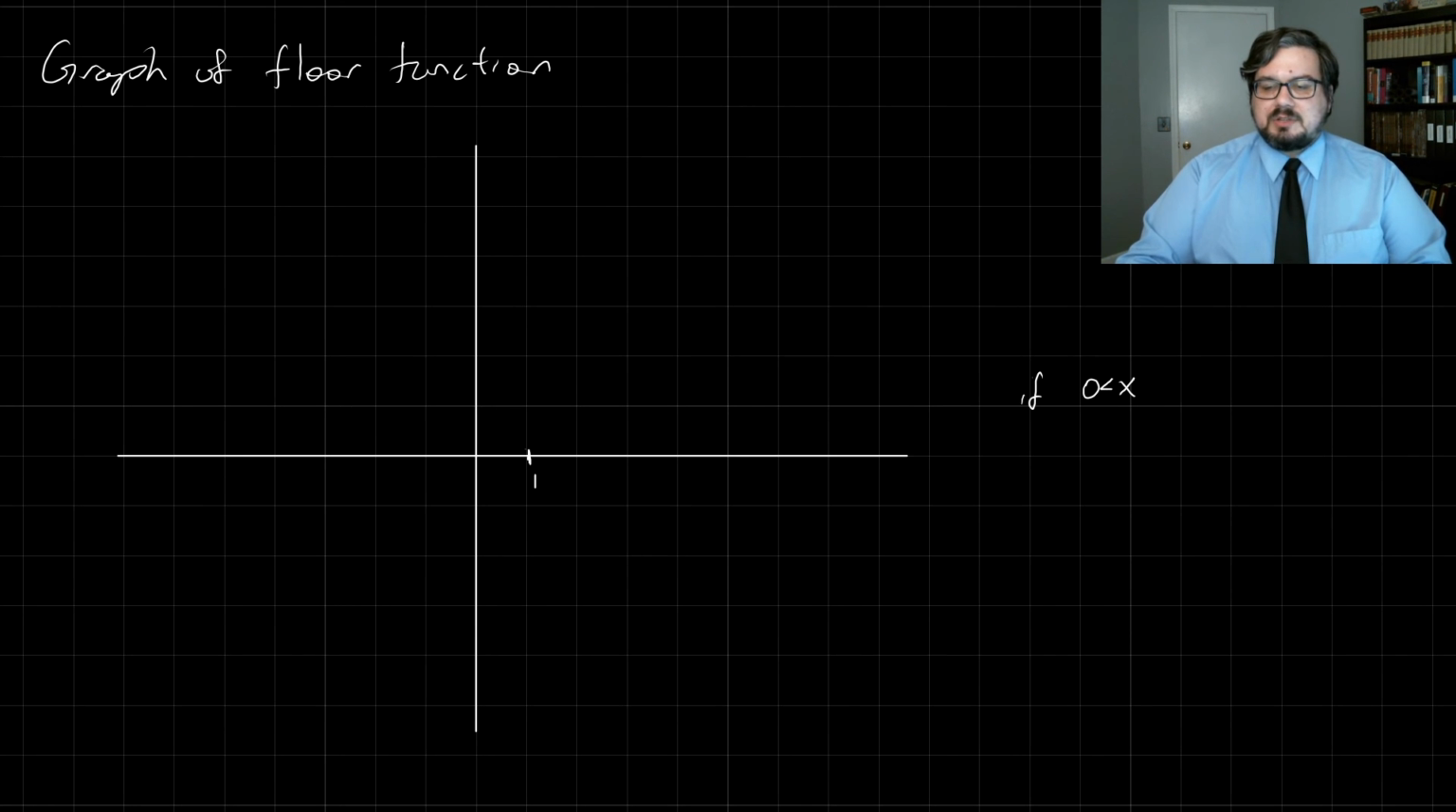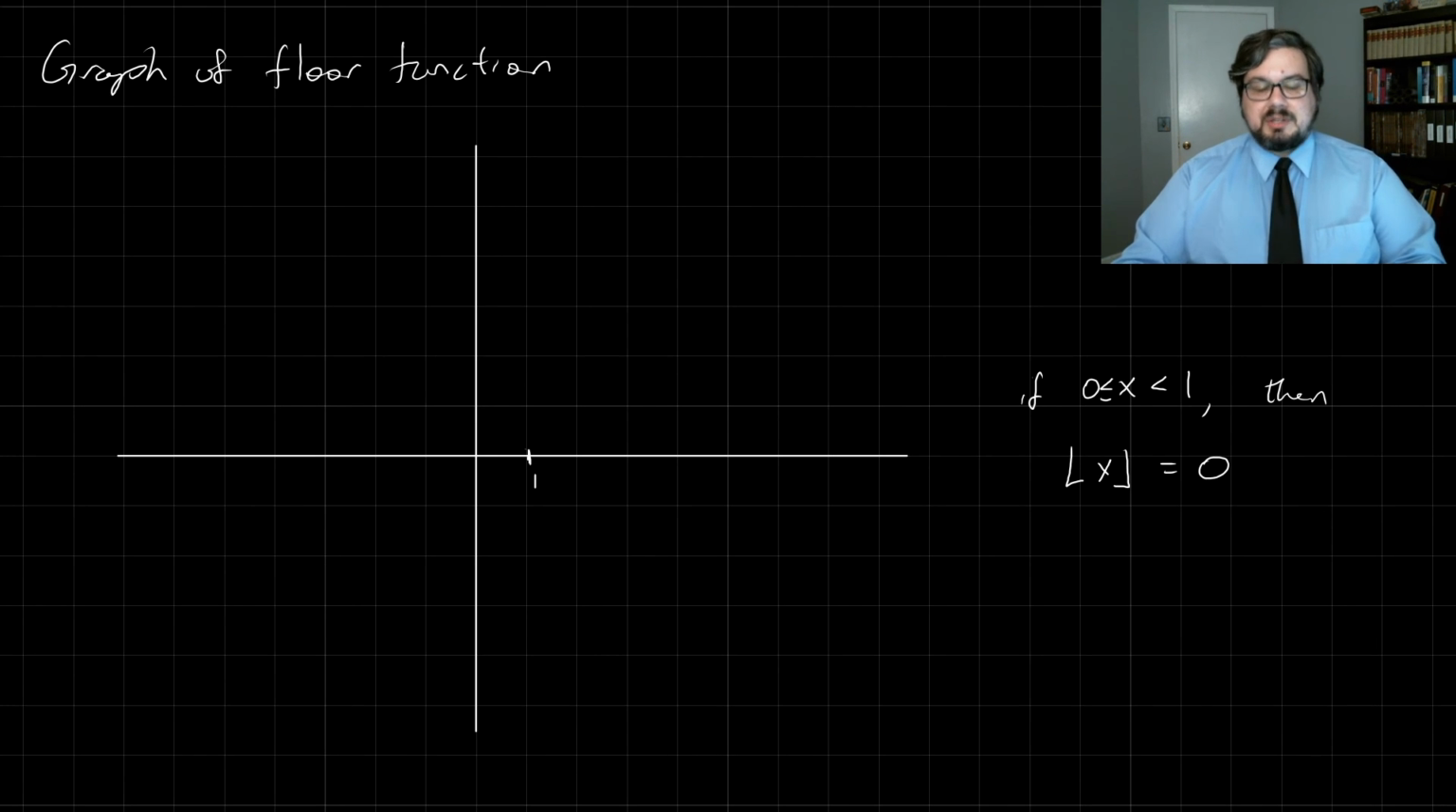If x is between 0 and 1, greater than or equal to 0 but less than 1, then that means that the floor of x will equal 0, because 0 will be the greatest integer that's still less than or equal to x. So the floor function will look like this for the interval from 0 to 1. If x is between 0 and 1, then the floor of x is 0.